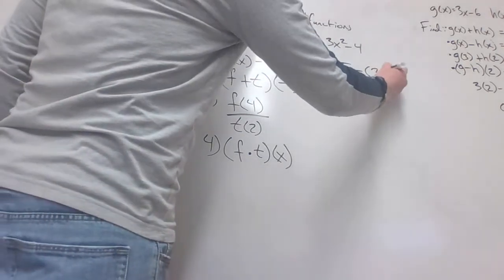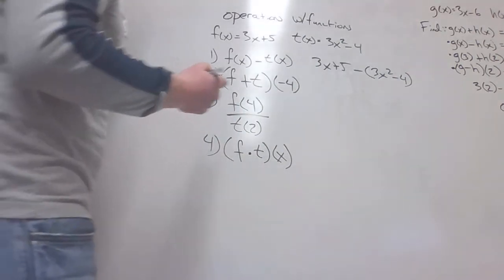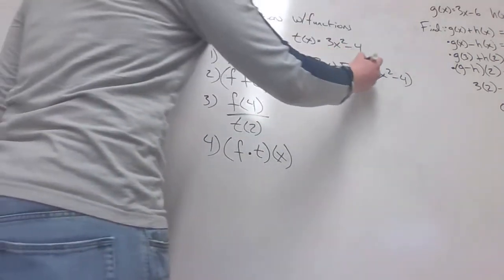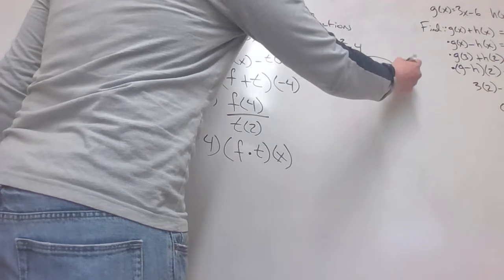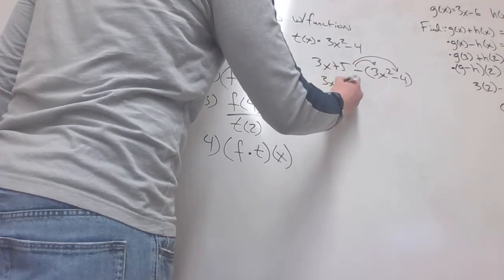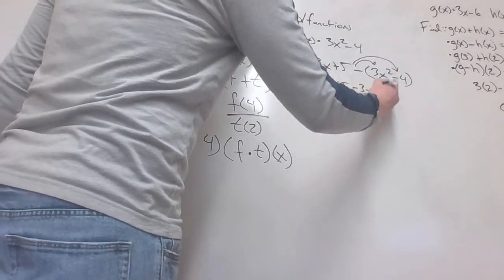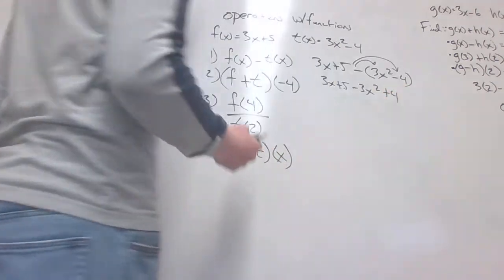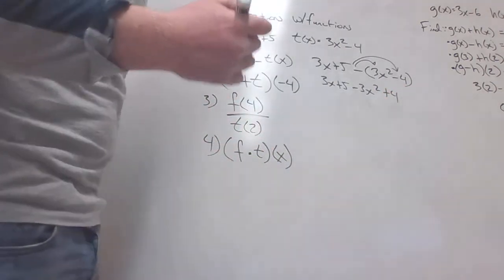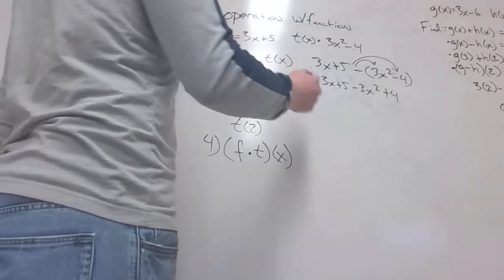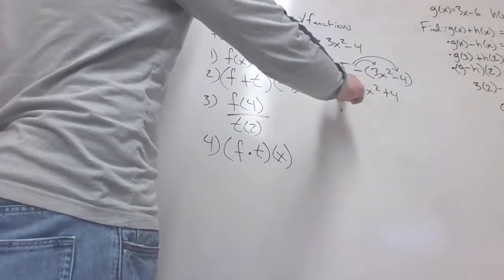So now I got 3x squared minus 4. That's in there. Perfect. All right. Now don't forget, you've got to distribute this negative to every single term on the inside. So now this says 3x plus 5 minus 3x squared plus 4. And you've got to express your answer in its standard form, which means you have to list it in order from highest power to least highest power.